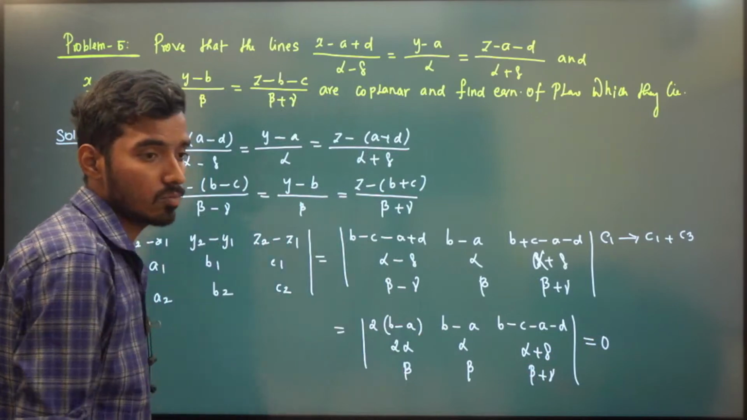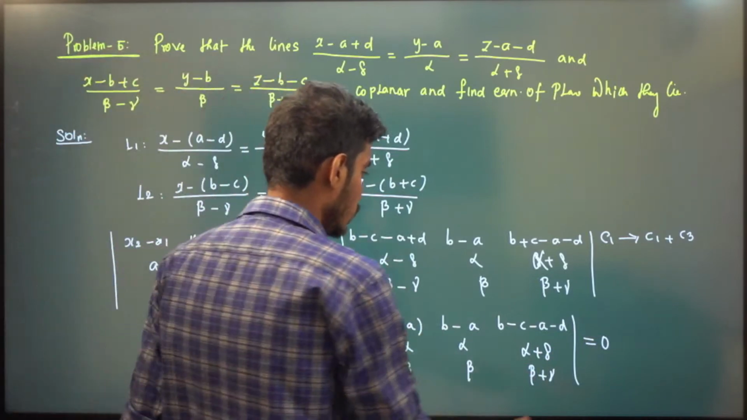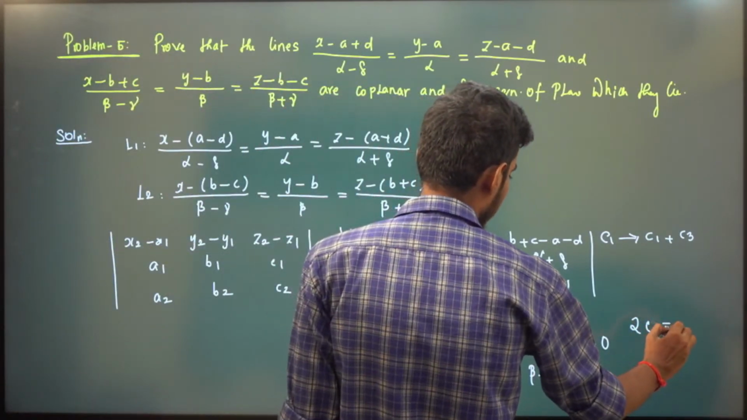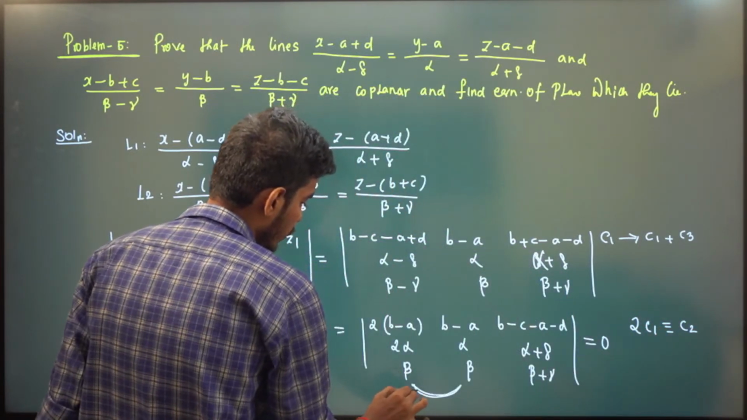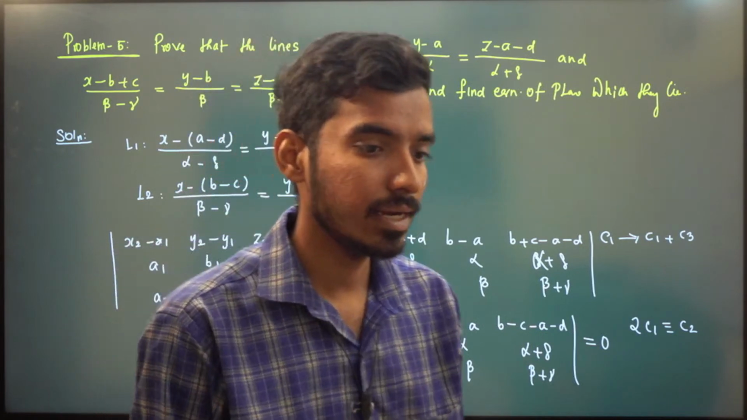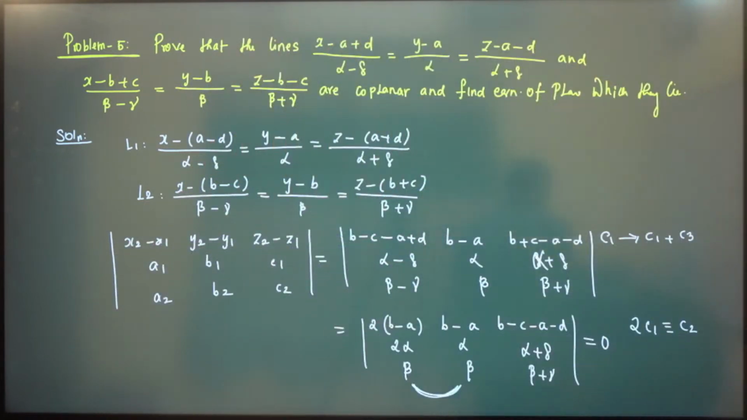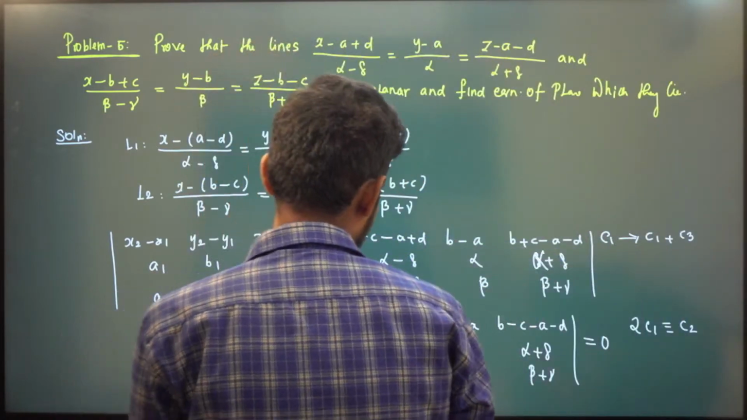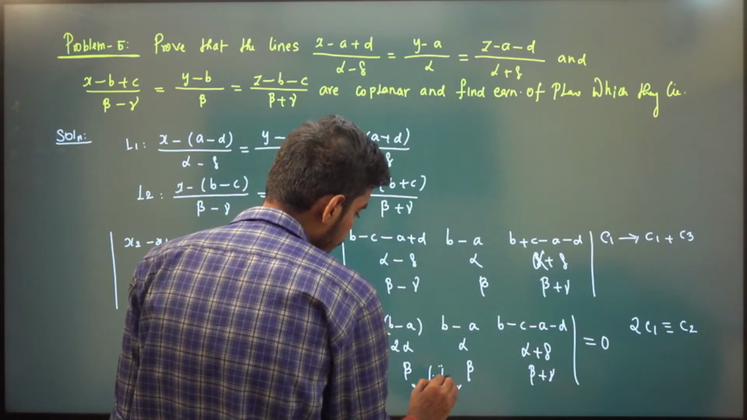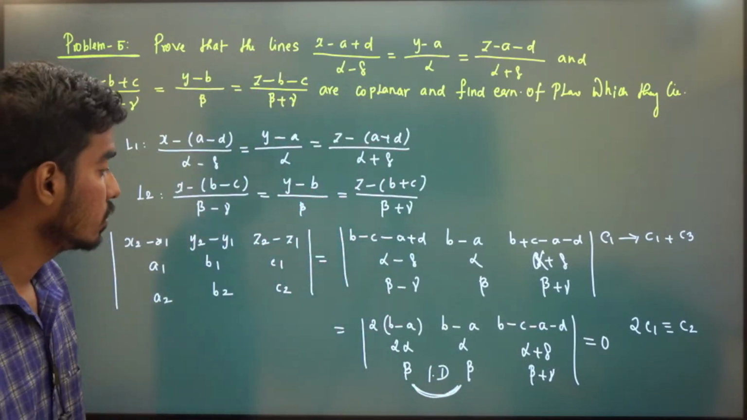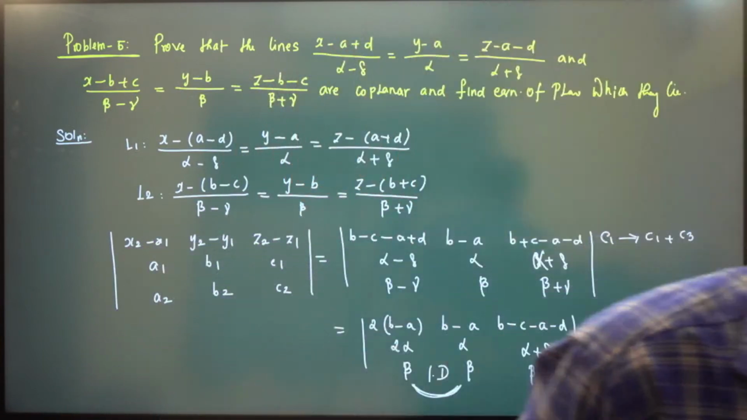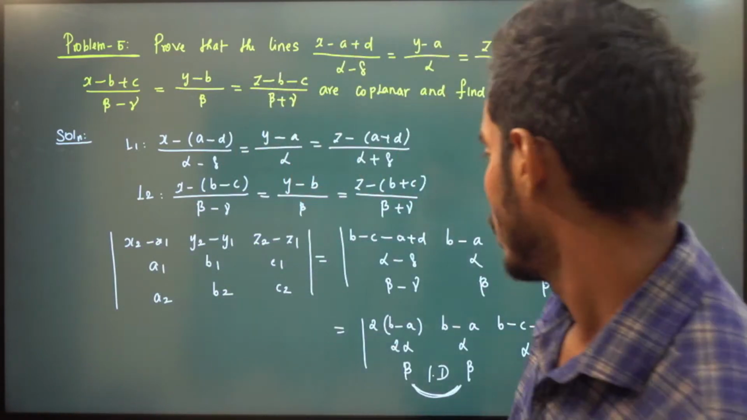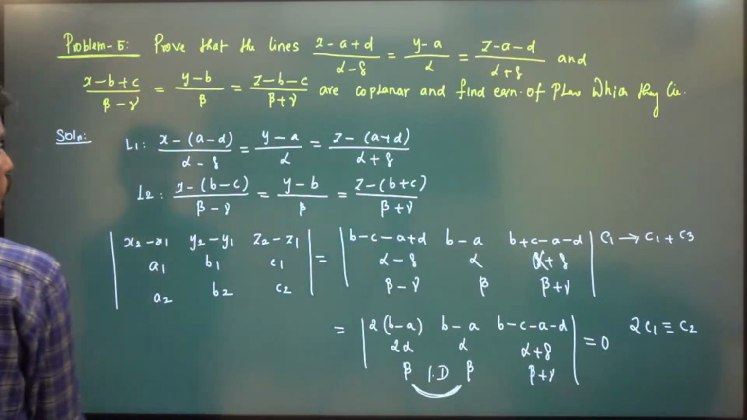Because you can see 2 times c1 is identical to c2. So if you know that two columns are multiples of each other, they are linearly dependent. So therefore their determinant will be 0. So therefore they are coplanar, right? If you have seen linear algebra, these two vectors are linearly dependent vectors. So therefore determinant will always be 0 if you have linearly dependent vectors, right? Okay. So therefore, they are coplanar.